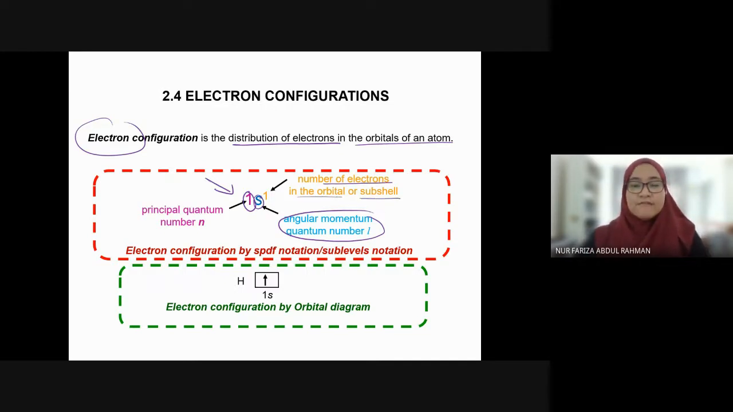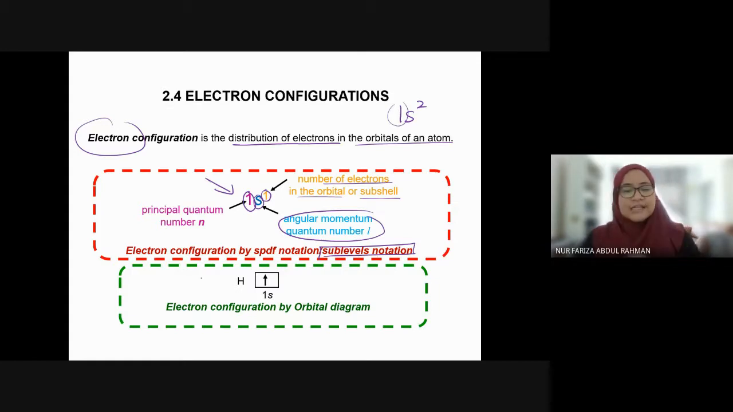Okay, that means for 1s1, it means that there is one electron in orbital s at n is equal to 1. Tu cara nak baca dia. Okay, there is one electron in s orbital for n is equal to 1. Okay, if it is 1s2, that means there are 2 electrons in s orbital for n is equal to 1. Okay, so this is what we call electron configuration by SPDF notation or sub-levels notation. Okay, when we have the L, it will be the sub-level notation.